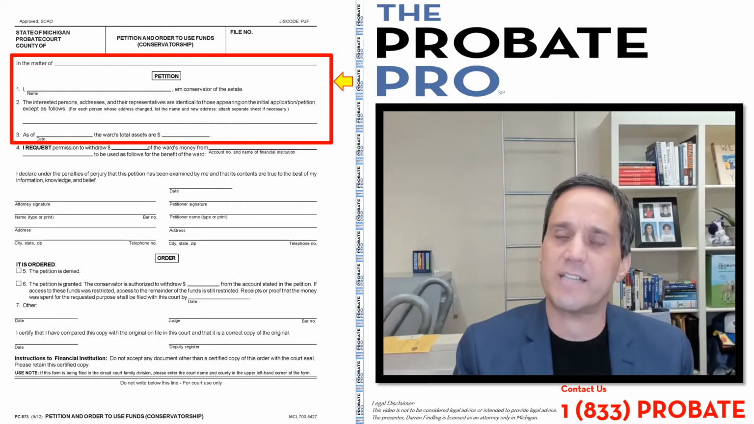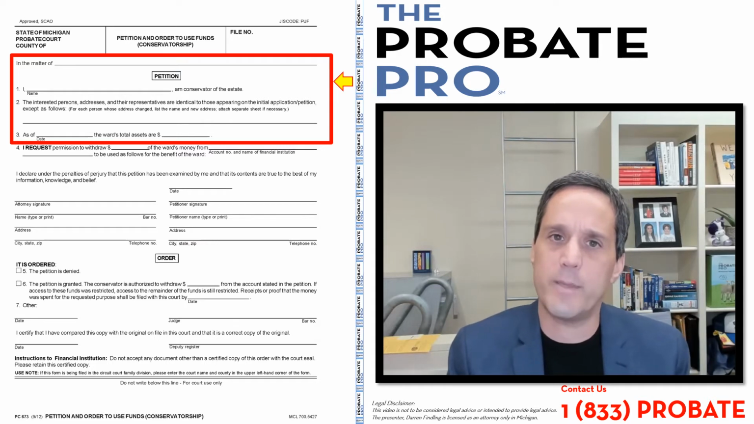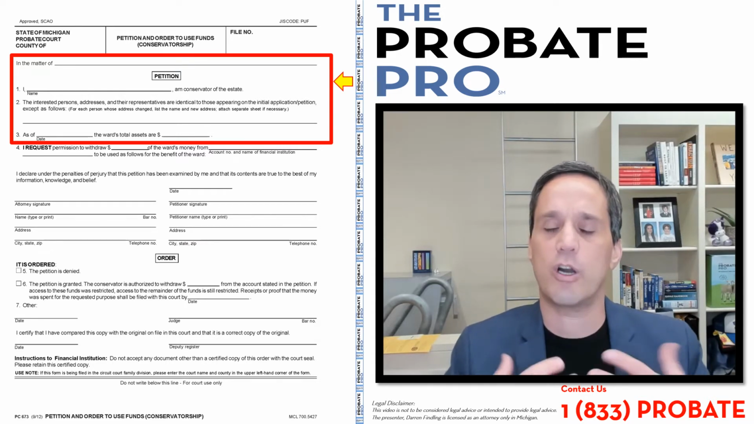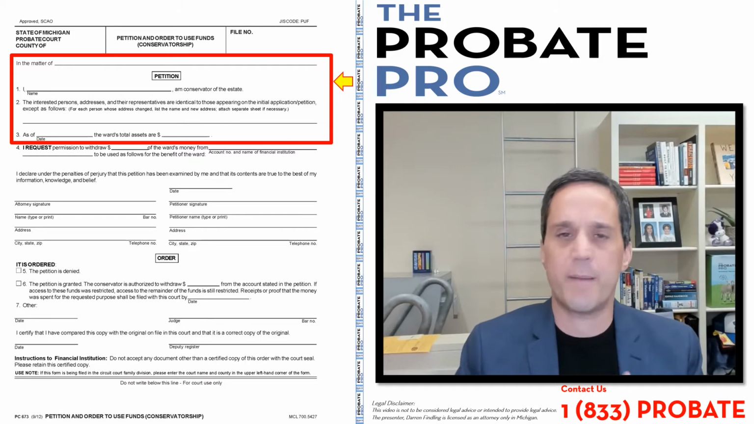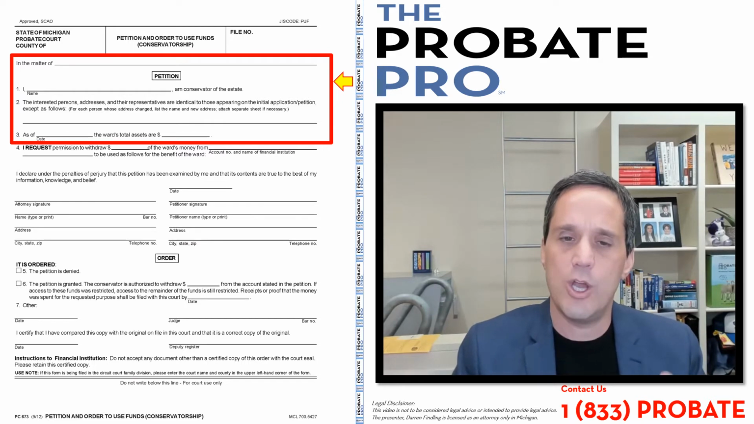And then you identify next to the word I, your name. As the conservator, you're making the request. Now, this particular form is used only when the conservator is making the request. So if some other party is trying to gain access to the conservatorship assets, this is not the form or process to do so. So the conservator is making the request of the court.